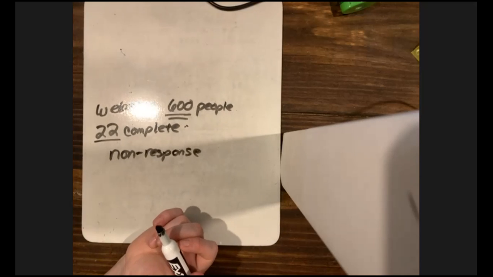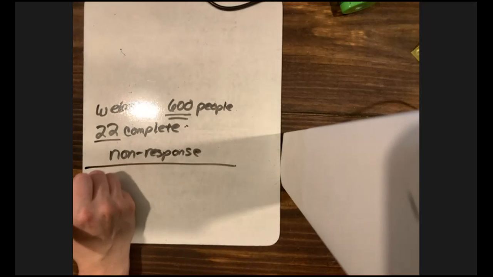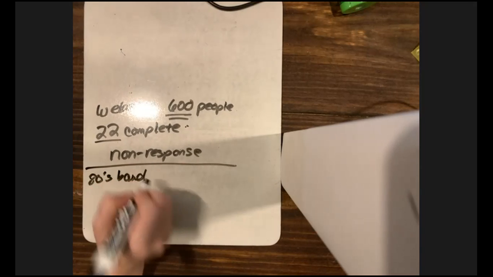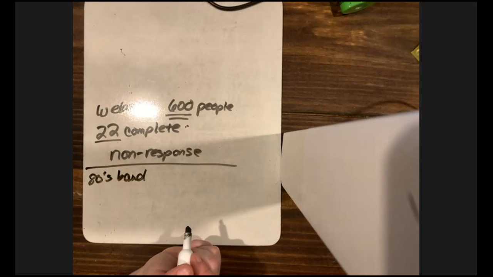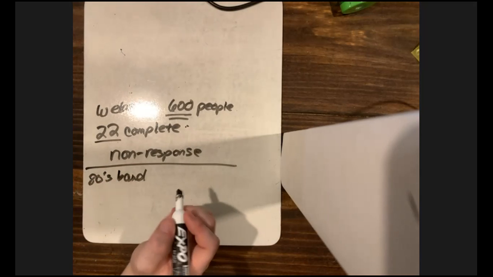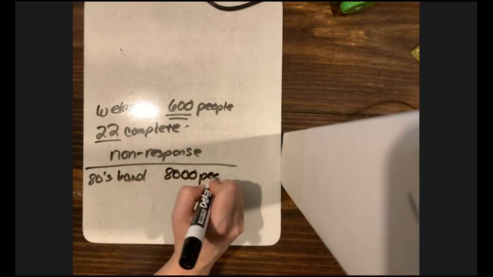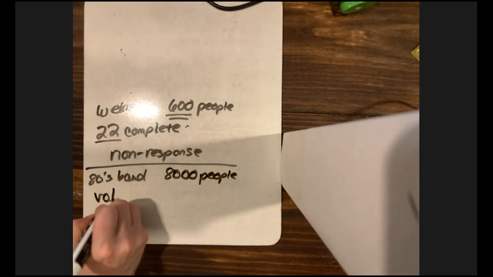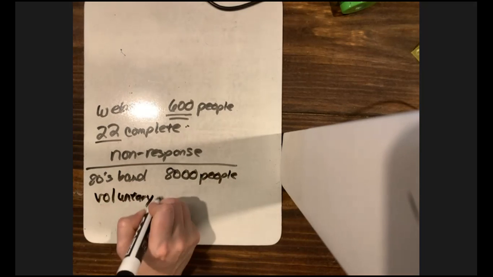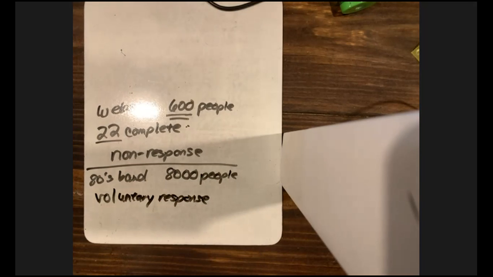Okay? Now, the next one is we've got an 80s band that wants to do a best of the best CD compilation. They publish a poll on their website for people to vote for their favorite 30 songs to be included. We've got 8,000 people respond. Okay. This one is going to be voluntary response. If I didn't listen to that group, if I don't care about that particular 80s band, then I'm not going to respond to that email. I'm not going to respond on their website and do that. Okay. So now, next type.